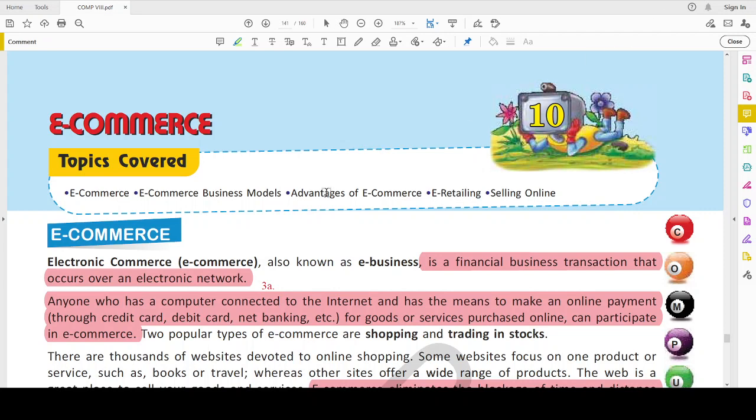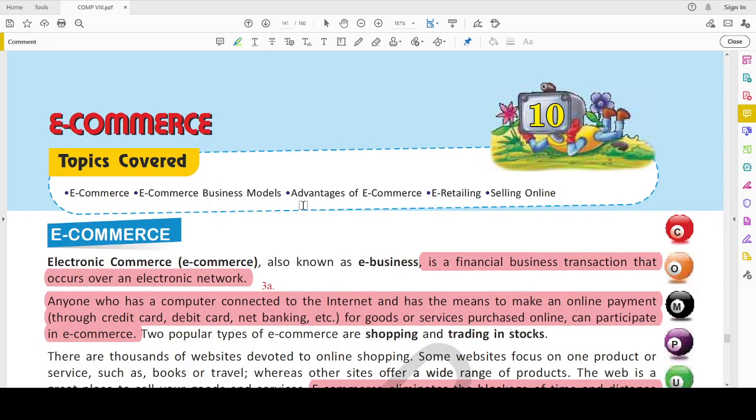In this tutorial, we will discuss the chapter e-commerce. Here, we will see what e-commerce means, what the requirements are for performing or taking part in e-commerce, business models, like the various models of business that are followed in e-commerce. We will see each of the models.